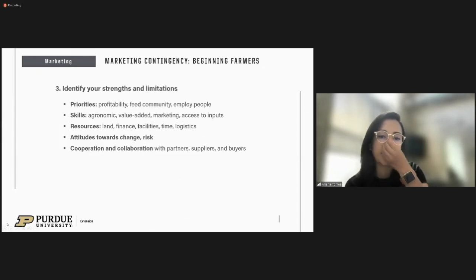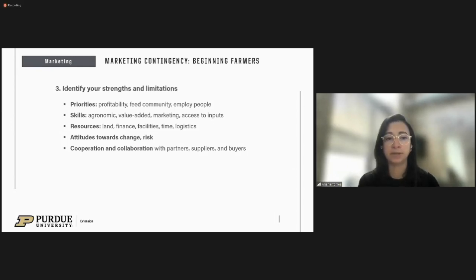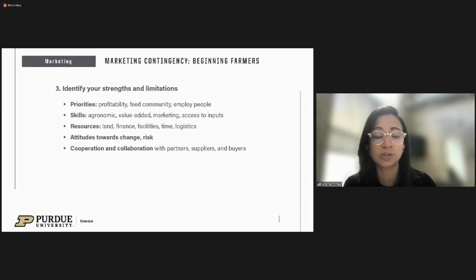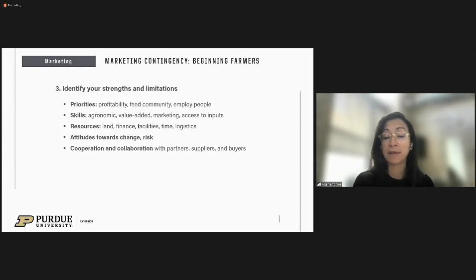So you need to identify your strengths and limitations. If you've done a SWOT analysis, this is quite easy. For example, what is your profitability? What is your priority? Is it profitability? If you want to be profitable, or you want to feed your community and employ people, what are the skills that you have that may be your strength, but what are the skills that you don't have that you're limited to?